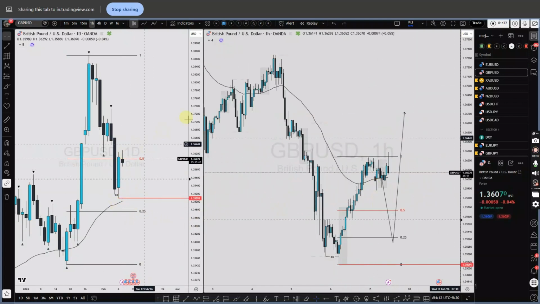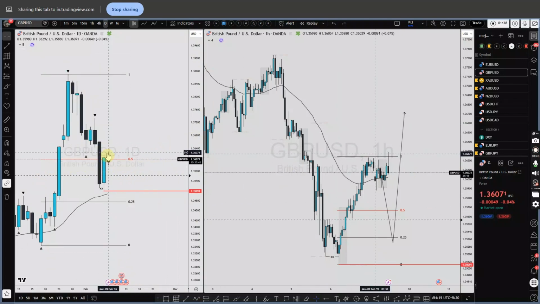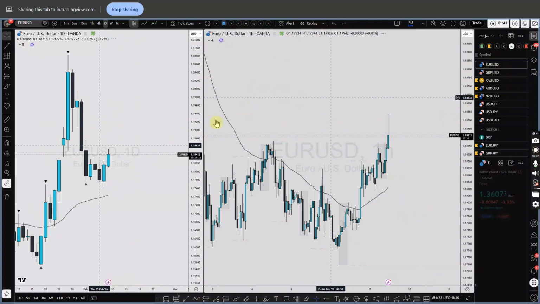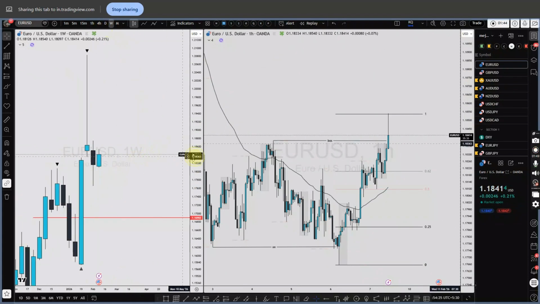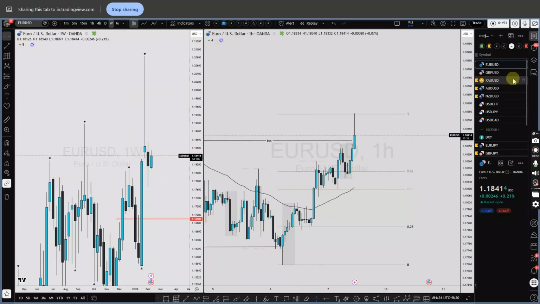GBP USD, we're bouncing from the discounted price. The daily bias was bullish. Oh, give me a minute. What was the weekly bias in EUR USD? The weekly bias is bearish. Still, it's possible that we're going to just trade a little lower and then start moving towards upside. We're currently standing at a flip area.